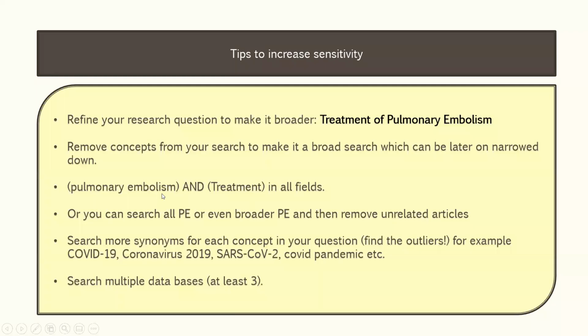Then the next thing is that you can search. Another thing is if you want to make it broader, you can search pulmonary embolism, and then you can eventually start filtering out. But this will be very broad. This is just a way to make it more sensitive. This is just an idea of showing how you can remove concepts. Each idea in your search term is a concept. For example, treatment is one concept. Management is also the same concept. Pulmonary embolism is another concept. So this is how you can remove concepts and make it more sensitive.